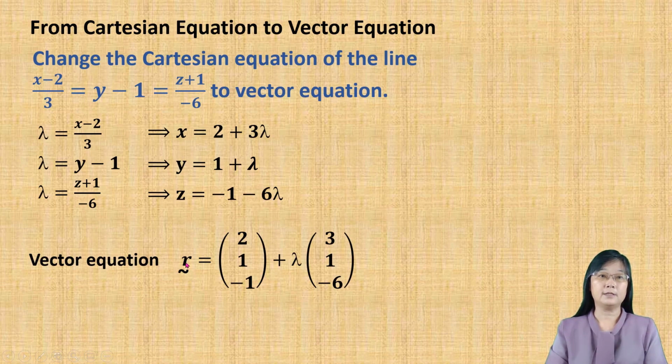X, y, z is the position vector of any point. Then all the constants, that is the position vector of the fixed point. Then all the coefficients of the lambda, that is the direction of the straight line. Now I get the vector equation of the straight line.